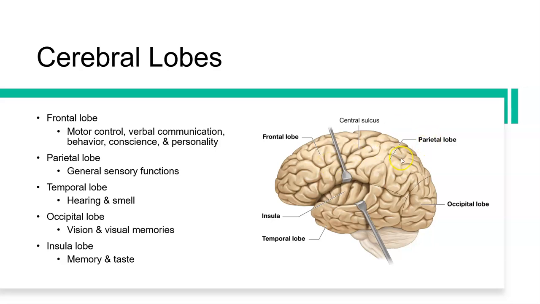Your parietal lobe has a lot of sensory functions. Your temporal lobe, now think about what's right there, your ear. Well, it should be pretty obvious then. The temporal lobe is responsible for processing hearing, but also smell. Your posterior occipital lobe is for vision and visual memories, and there's a deep lobe that is called the insula that is responsible for memory and taste.